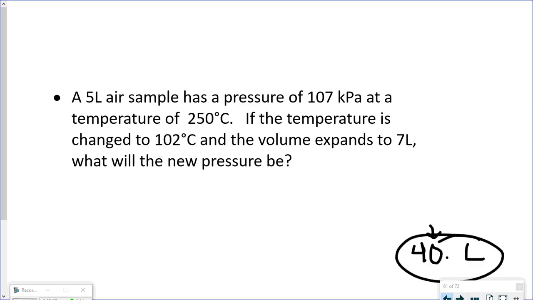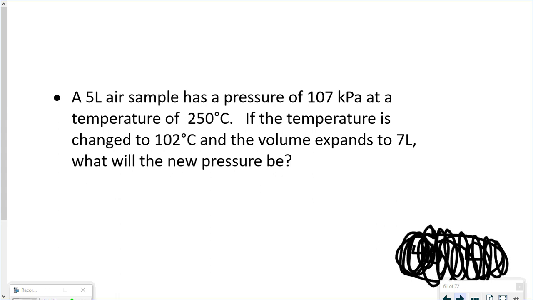Oh, it kept writing from the previous slide. Okay, I'm just going to X that out because it was from the previous slide and it's not going to let me erase. So using the same formula, the PV over T equals PV over T.